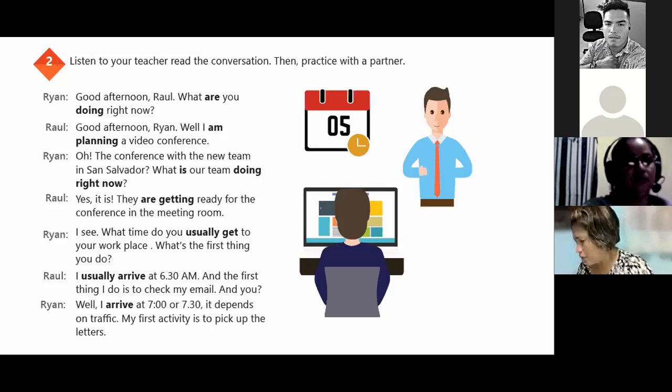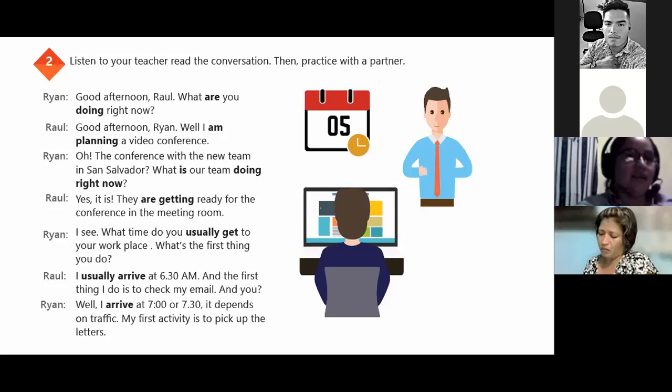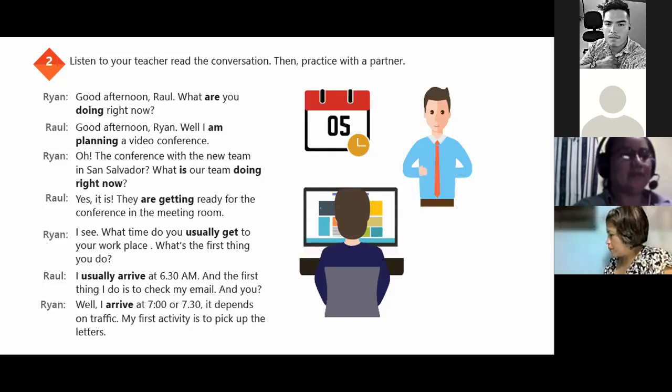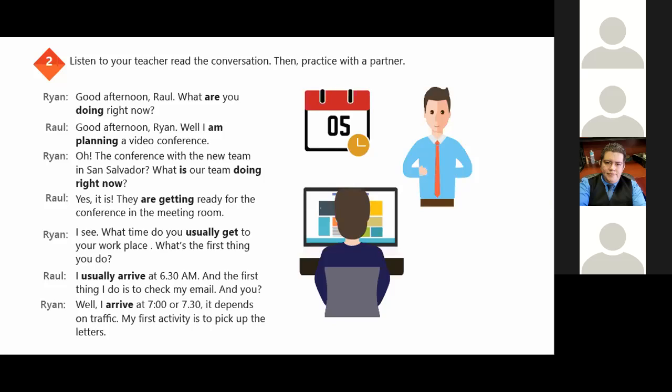Okay. Well, let's see. What are you doing right now, Cecia? I'm studying English. I am studying English. Excellent. What are you doing right now, Patricia? Actually, I am studying English. Excellent. And you used actually. Actually means in fact, right? In fact, I'm having English classes, right? Or I am studying English.